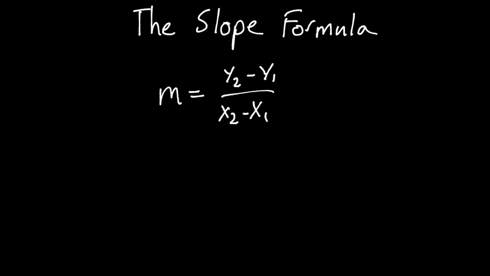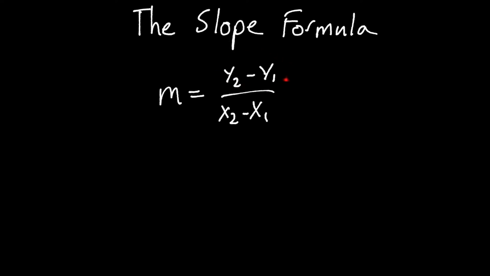This video is going to focus on the slope formula, which we see in front of us right here. M equals y2 minus y1 over x2 minus x1. M is the letter that mathematicians use to designate slope. I do not know why they use M instead of S, but this is what they use.